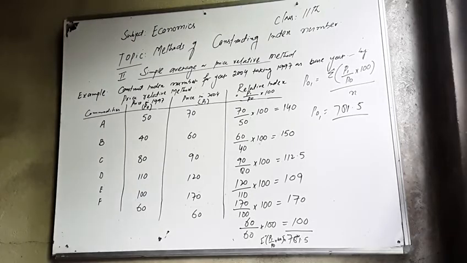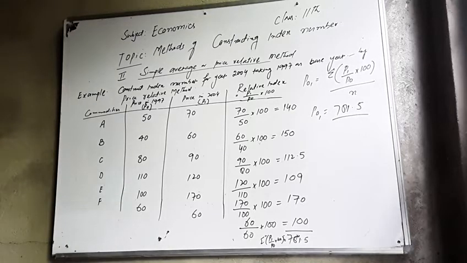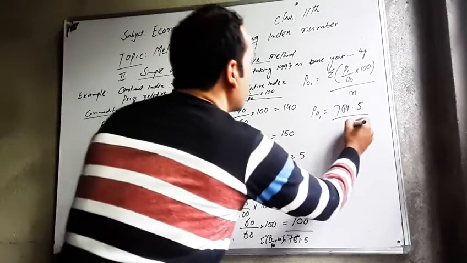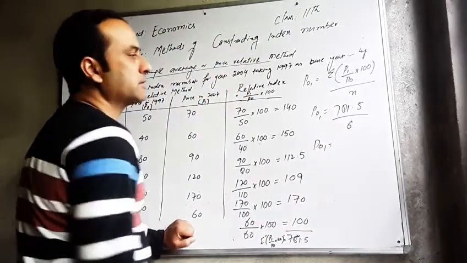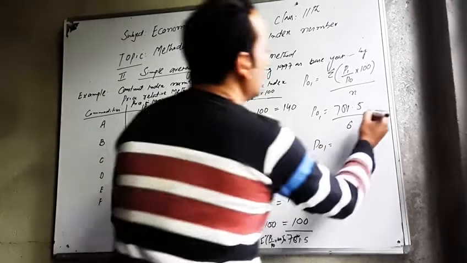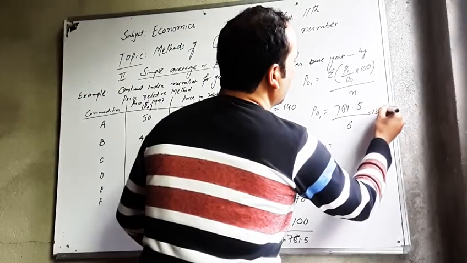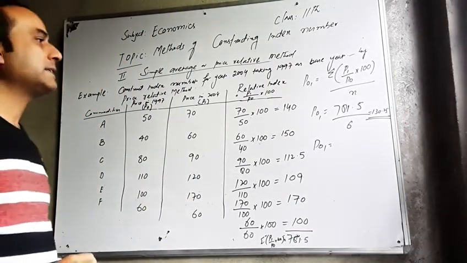How many commodities are there? You have to find out the commodities. 1, 2, 3, 4, 5, 6. And there are 6 commodities here. And so P01, so this price index, 781.5 divided by 6 comes equal to 130.25. So 130.25 is the price index.